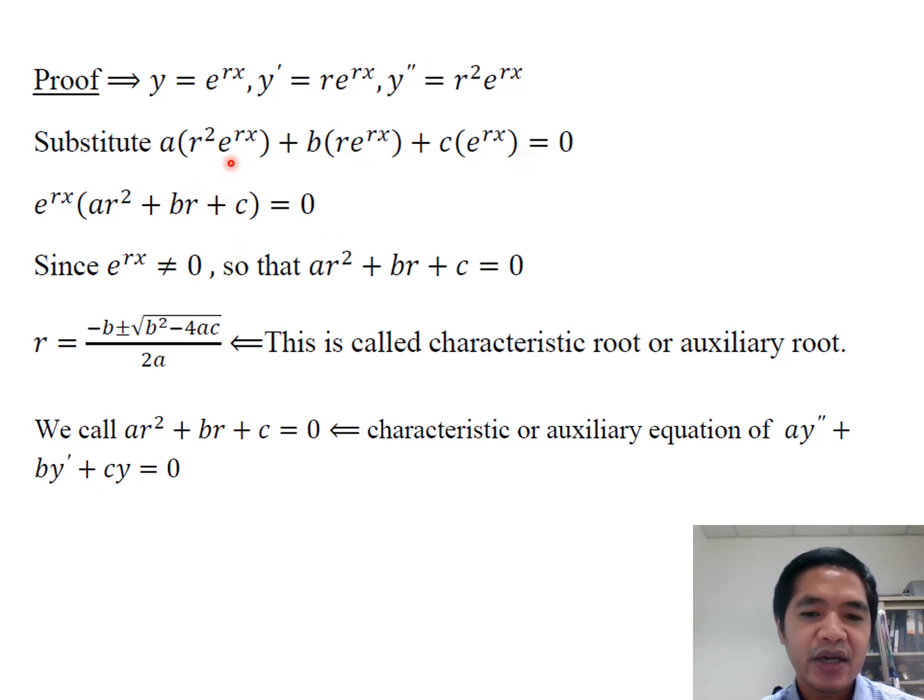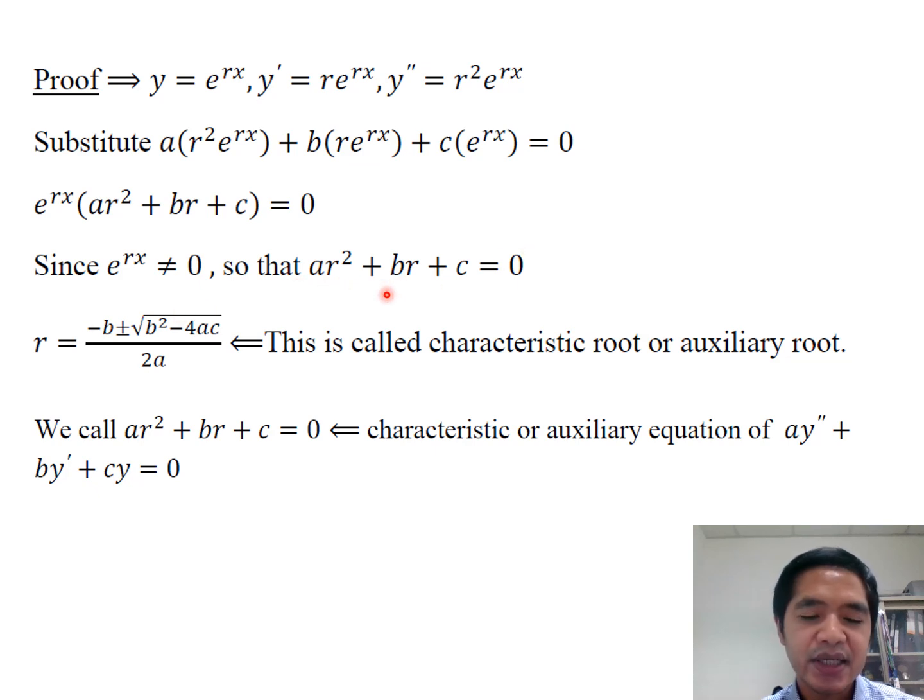Then we have e to the rx in all three terms, so we can take it out. We get e to the rx times the parenthesis a r squared plus br plus c, equal to 0. Because e to the rx is not equal to 0, that means a r squared plus br plus c is equal to 0. This form is going to be zero, which means we have to solve for r.